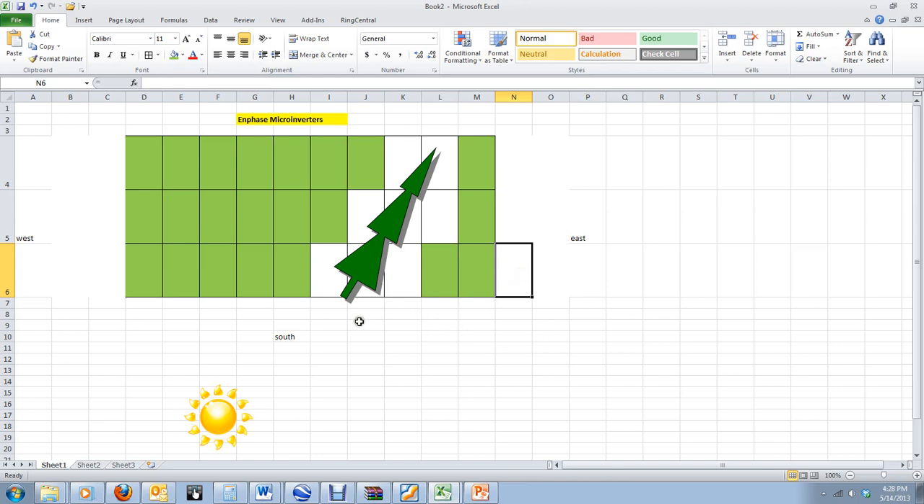So you can see the array changes with the direction of the sun, and the modules still produce power if the homeowner is adamant about not cutting a tree down.